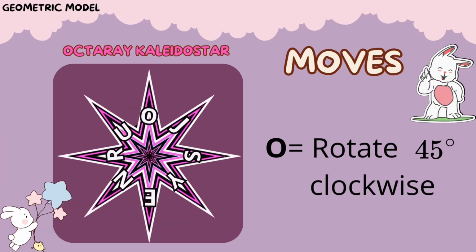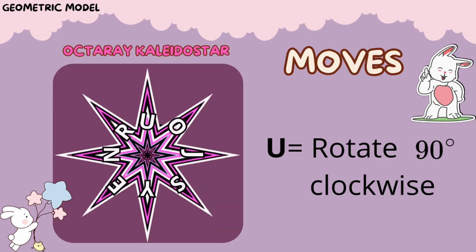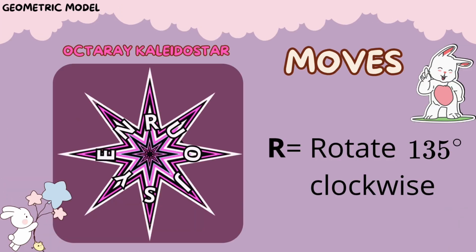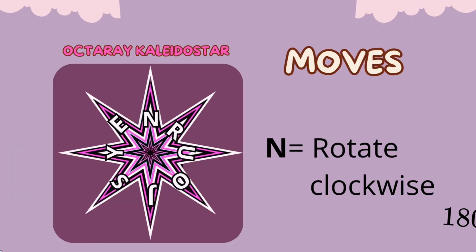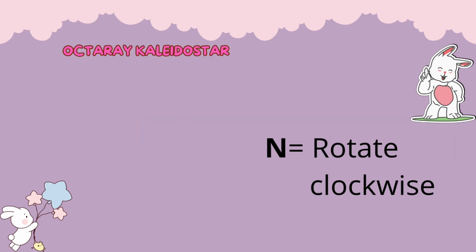Letter O, we need to rotate 45 degrees clockwise. For letter U, rotate 90 degrees clockwise. For letter R, we need to rotate 135 degrees clockwise. And for letter N, rotate 100 degrees clockwise.